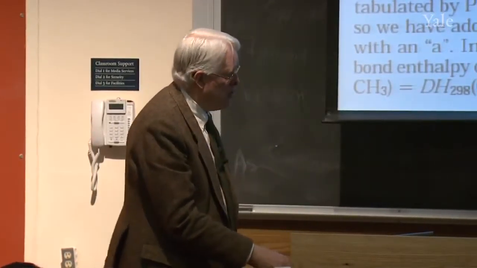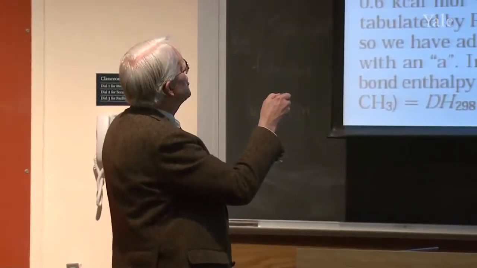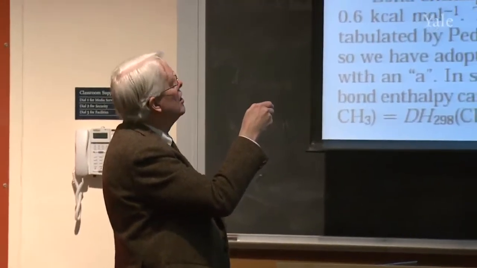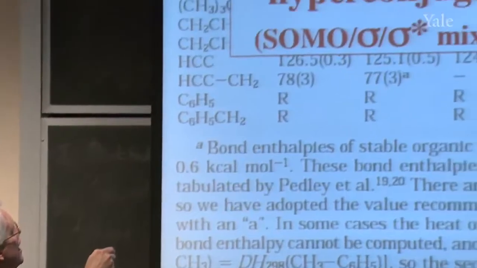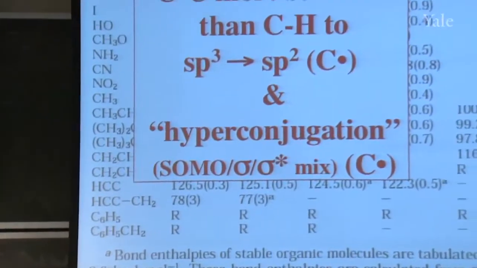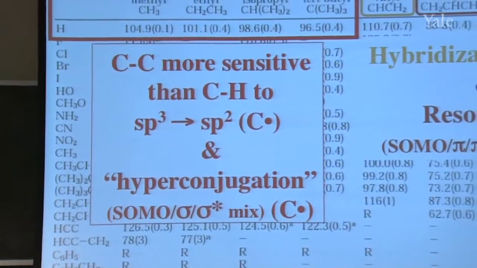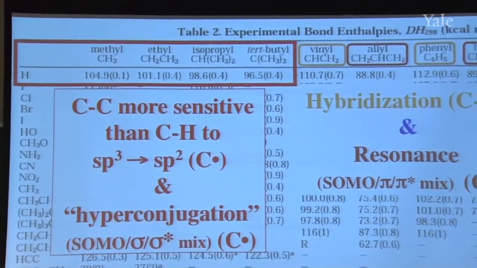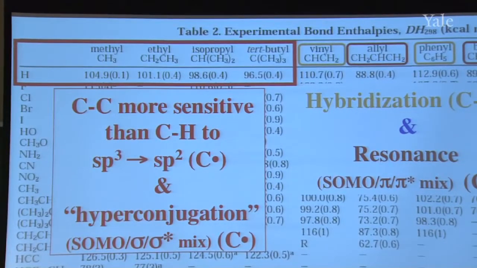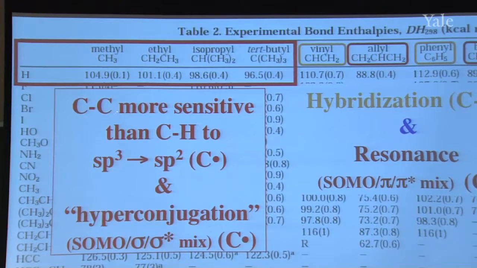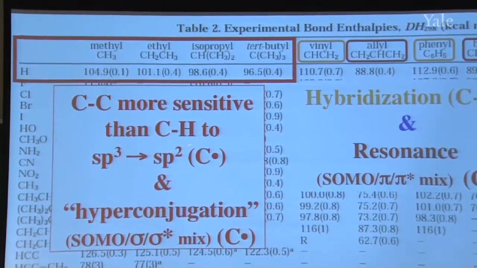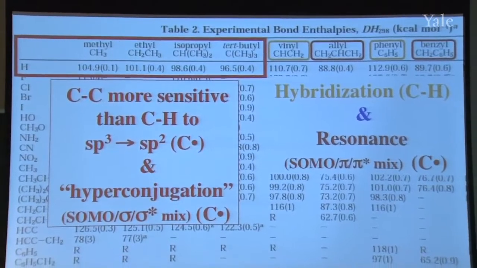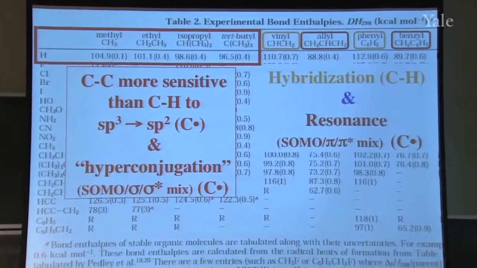So that's what we see here, that methyl, which has 3 hydrogens, is hard to form the radical, right? 104.9. But it gets easier and easier and easier as you go to more and more carbon-carbon bonds rather than hydrogen-carbon bonds on the radical you're making. So that's one explanation, that the carbon-carbon is more sensitive, and that's to say that that's why the radical is more stable, right? It has to do with the stability of the radical, okay?